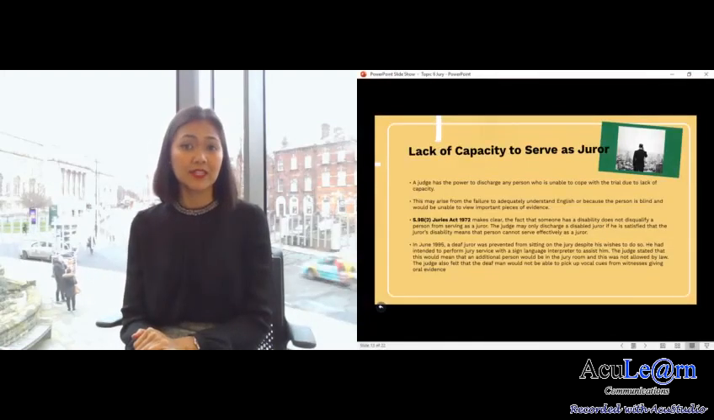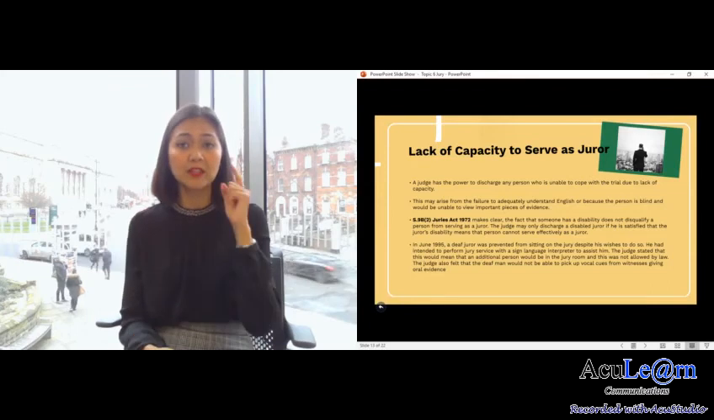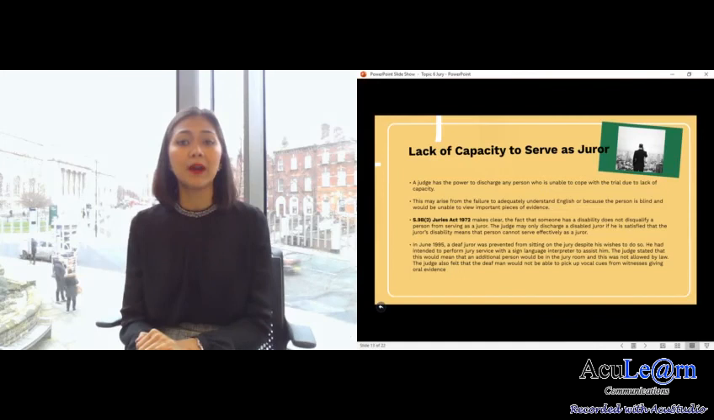So this is the example where I mentioned that in some circumstances where the juror is deaf, then it becomes part of a lack of capacity for a person to serve as a juror. Which means in those circumstances, the person cannot sit as a jury.